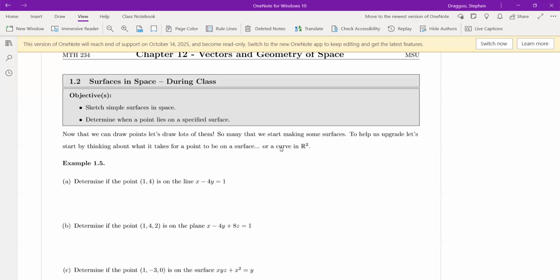If you do that, it should be the first hit that pops up. It's just a 3D graphing software that works in a browser. You can type your equations in.